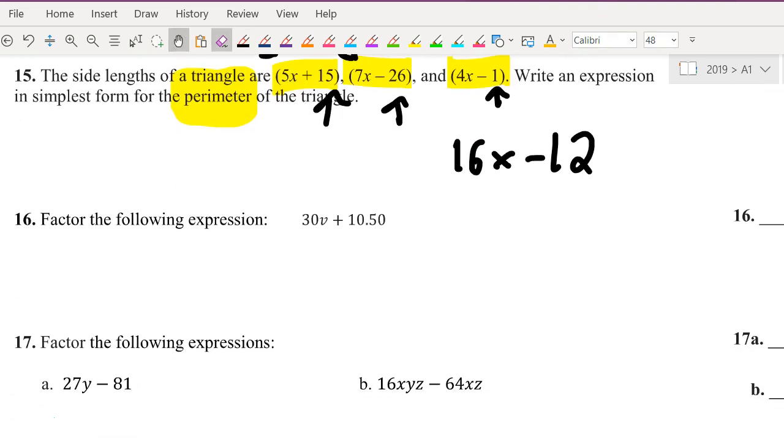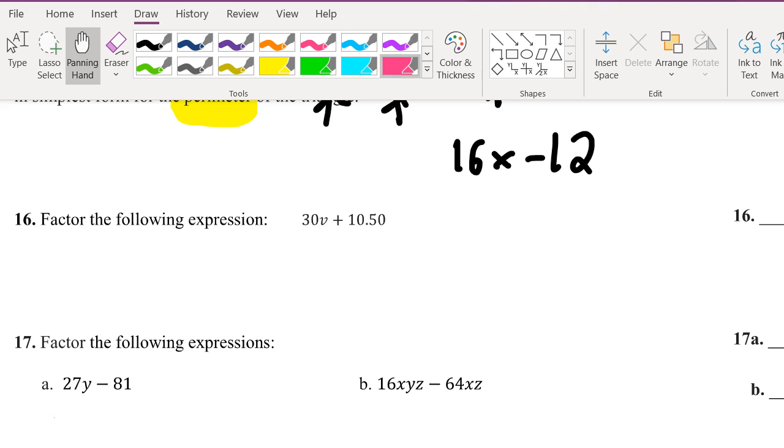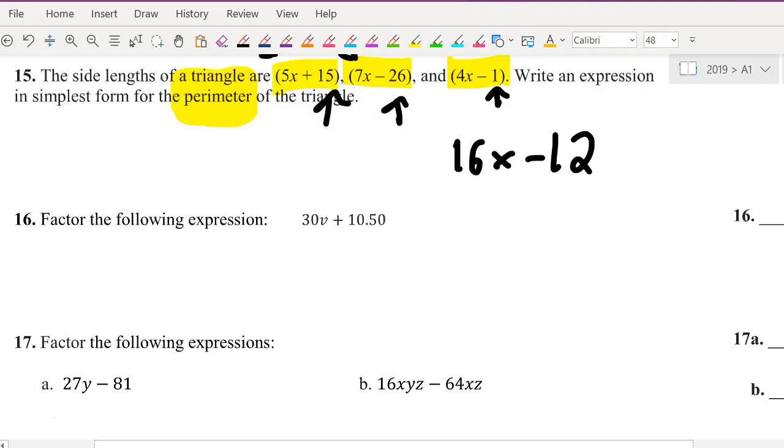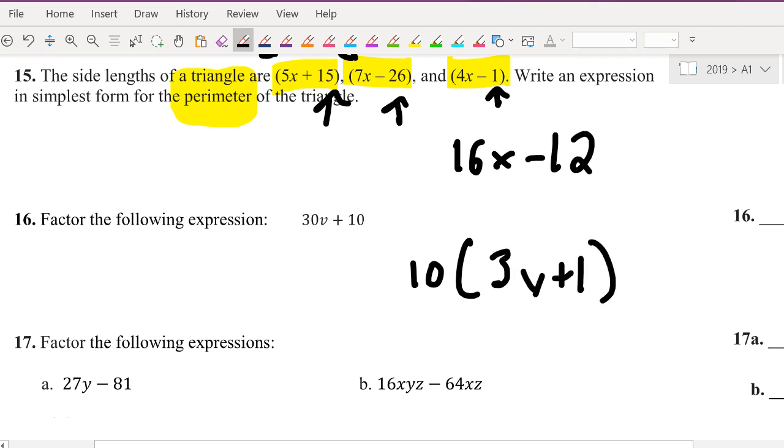Now this one is a mistake. We really do not want 0.50. I don't know who put that there, but it wasn't me. I didn't write this test. So we want to factor 30v plus 10. Which is 10 times 3v plus 1.